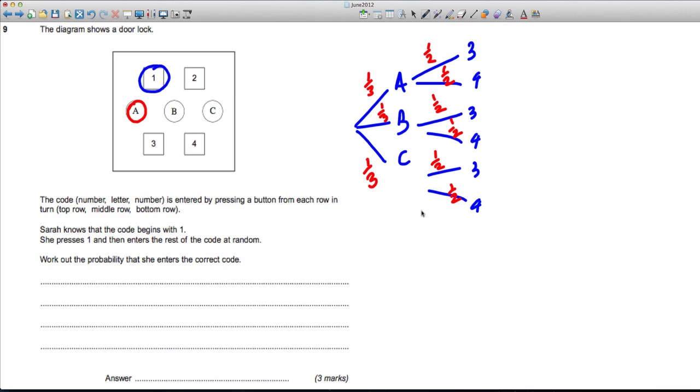Okay, so what's the probability that she enters the right code? Now, one of these is right and one of these is right. So we don't know which one it is, but let's just say it was C that was right and 3 that was right. In order to get that, it would be a third times a half. So the probability correct must be 1/3 multiplied by 1/2, which is equal to 1/6. Simple as that. Okay, so it doesn't matter which is the answer. You know to get the right one the first time is a third, and then to get the right one the second time is a half. They're independent events, so you multiply along the branches of a probability tree and you get the answer.